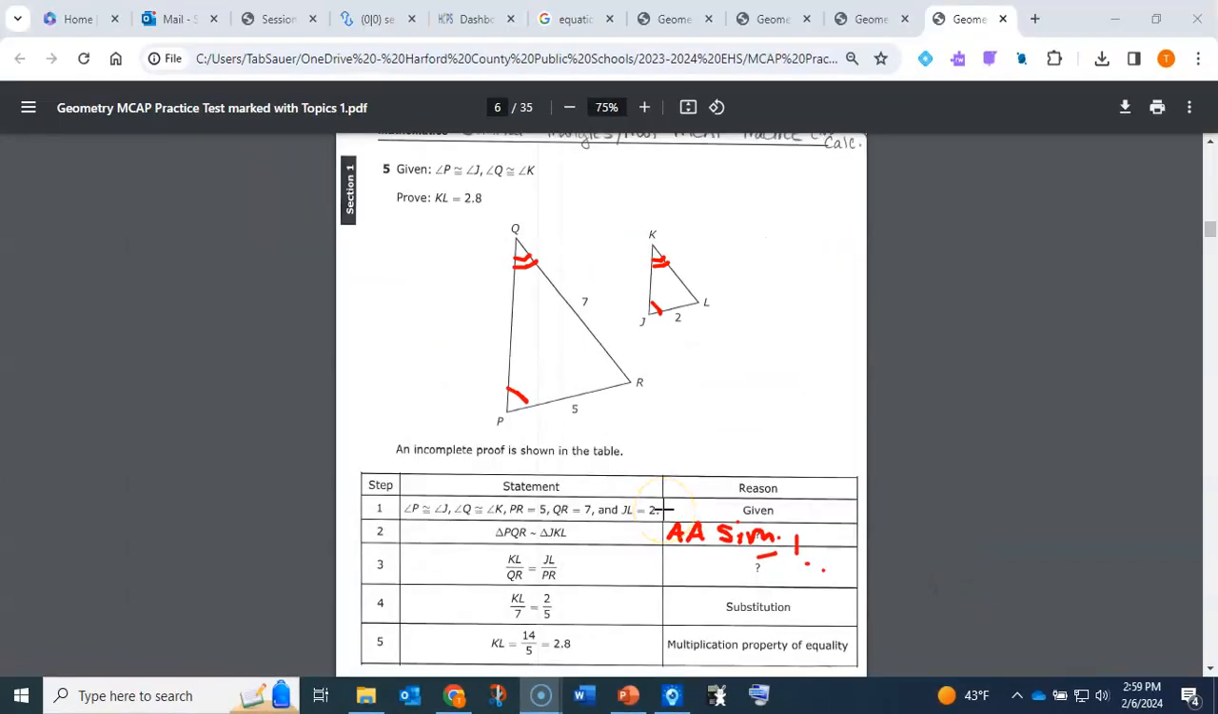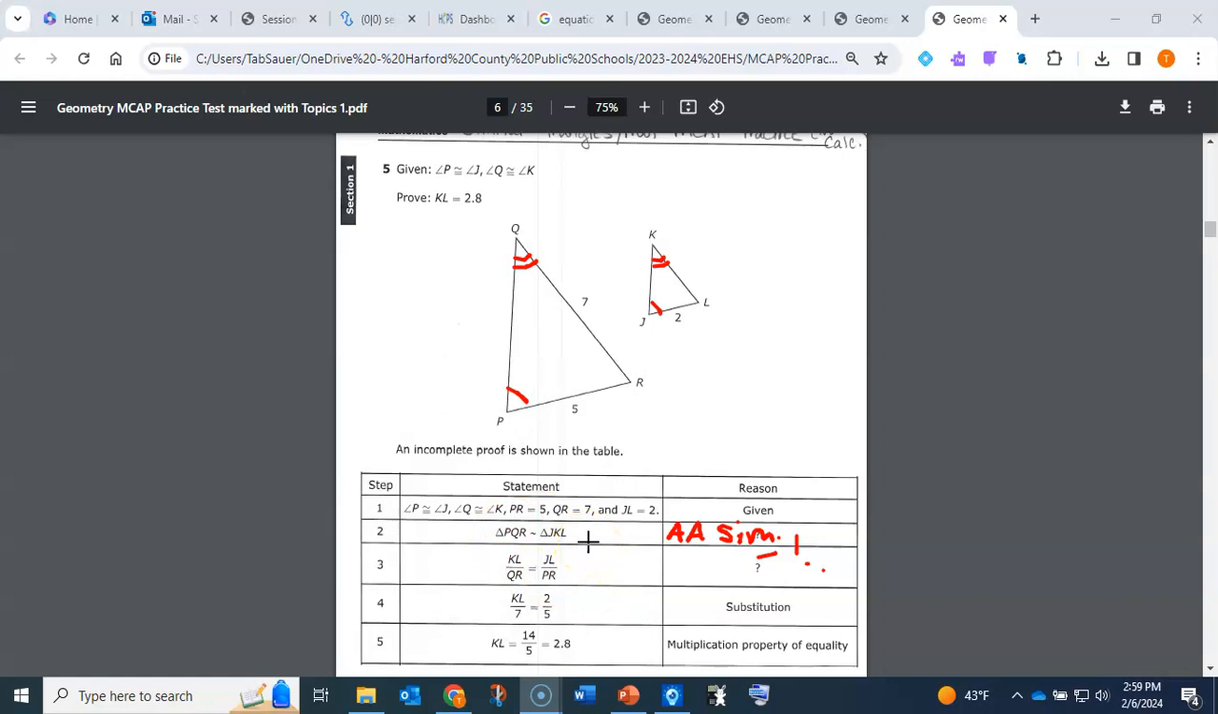So understand that's angle-angle similarity. Then the next step is showing that segment KL over QR, because those would be corresponding, is equivalent to JL over PR, because those are corresponding. So basically we've set up a proportion. What we know about similar triangles is that their angles are the same, but their sides are proportional. And that's what they've set up here as a proportion.